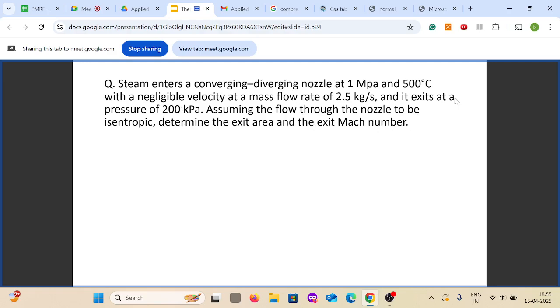So we are converging, diverging. We know the inlet conditions, which is 1 megapascal and 500 degrees Celsius, and velocity is negligible. So these are your stagnation properties. The mass flow is also given as 2.5 kg per second, and exit pressure is known. So we need to find out the nozzle exit area and the exit Mach number.